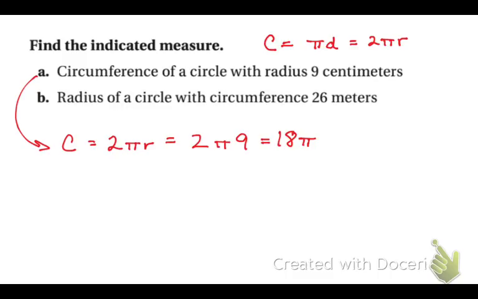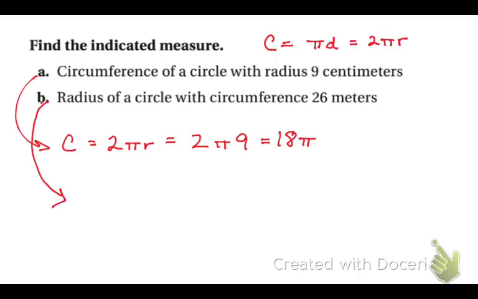And in most cases, please just leave your answer at 18 pi. I really don't care at this point whether or not you can multiply 18 by pi on your calculator. I assume you can do that. So just leave it as 18 pi and you'll be good to go. So let's look at B.